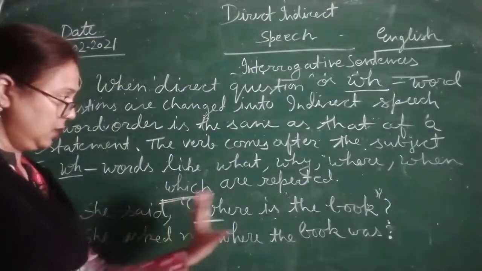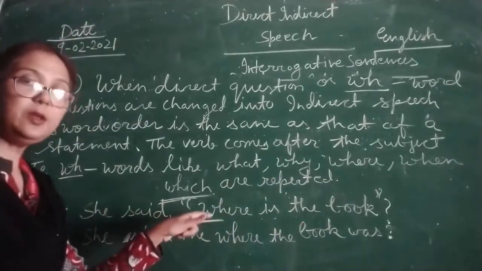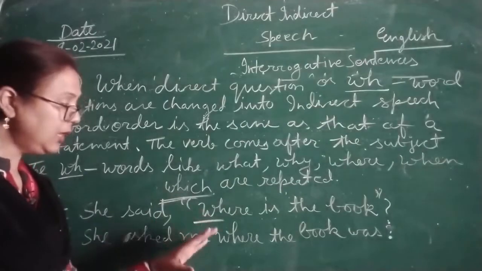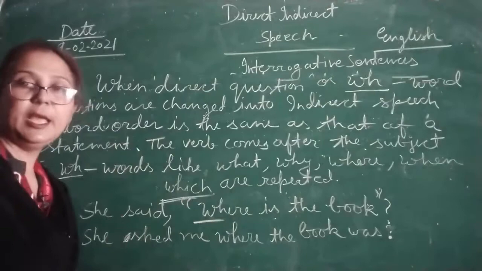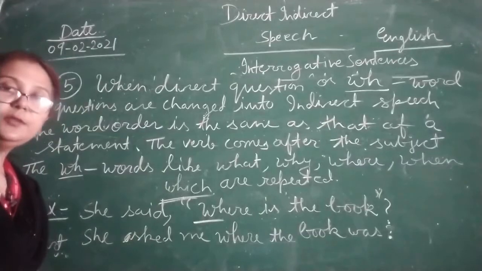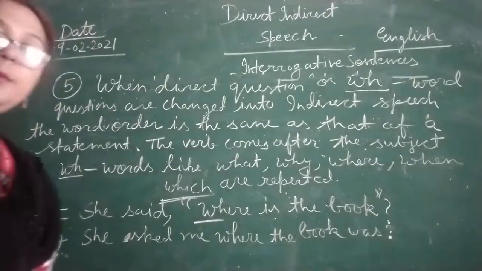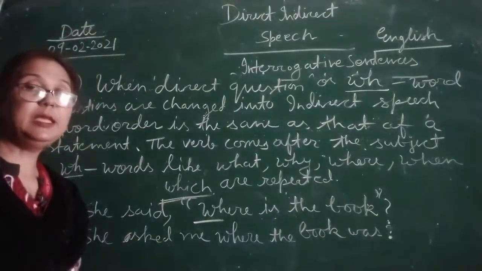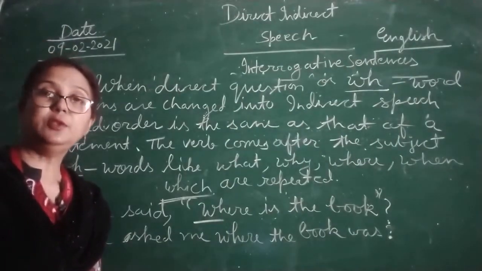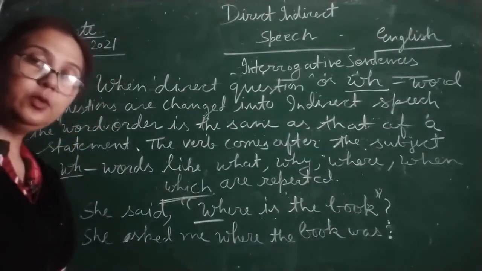So the sentence will remain the same, and we are going to repeat where, which, what again in the indirect speech. We are not going to change it. Only and only we will repeat them in the indirect speech. Okay, so this is the 5th rule, making interrogative sentences from direct to indirect speech. So children, this is a very important rule we have to learn, otherwise when these types of questions come in the exam, we won't be able to solve them. So children, let's move to the 6th rule.